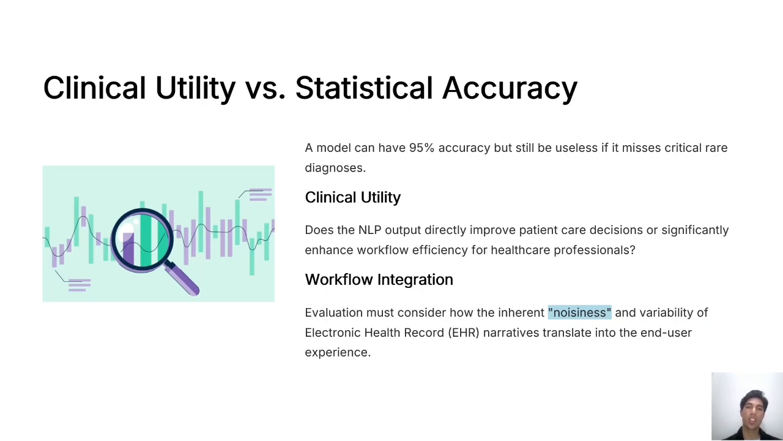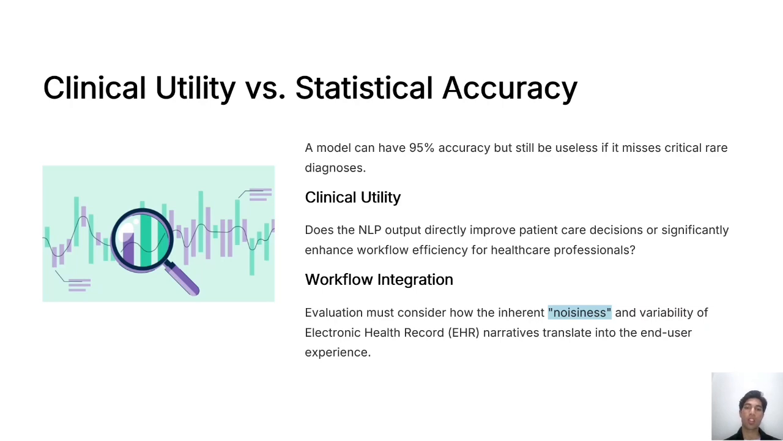We don't need a number on paper that shows us that our model is 95% accurate, but we need clinical utility: does our model or natural language processing output directly improve patient care decisions or significantly enhance workflow efficiency for healthcare professionals? So, if it does that, we can say that our model is clinically useful, not by its 95% accuracy.